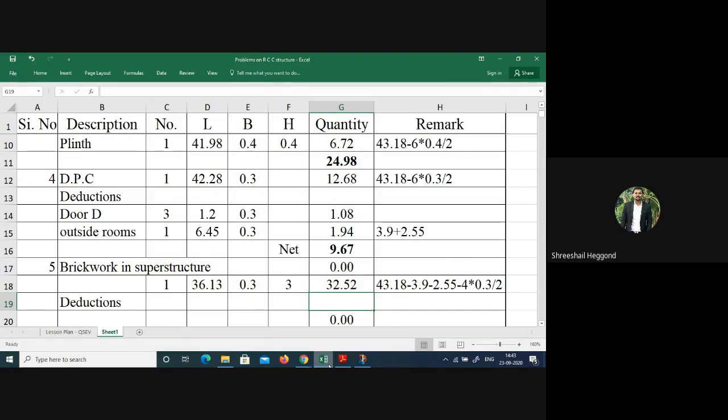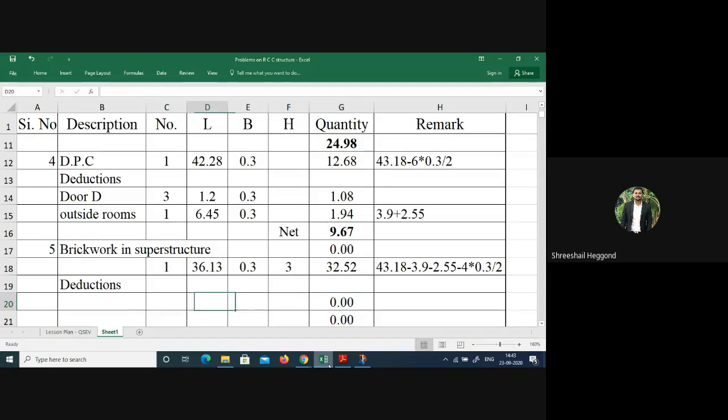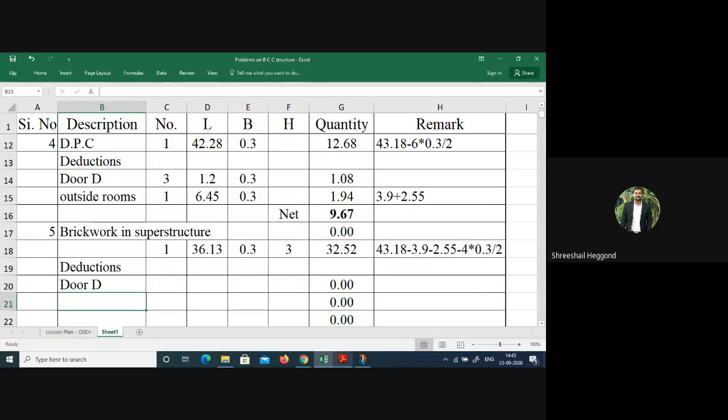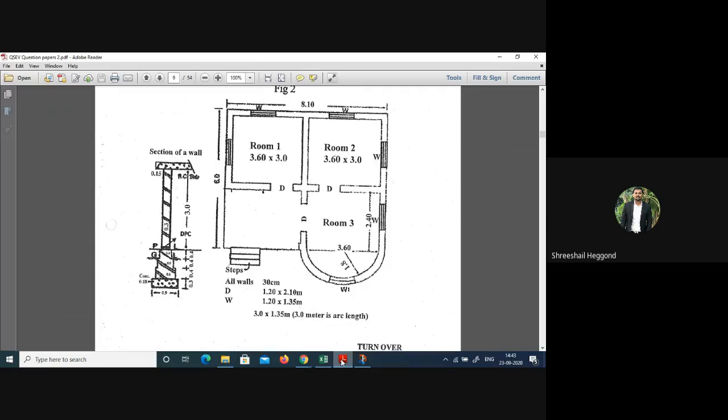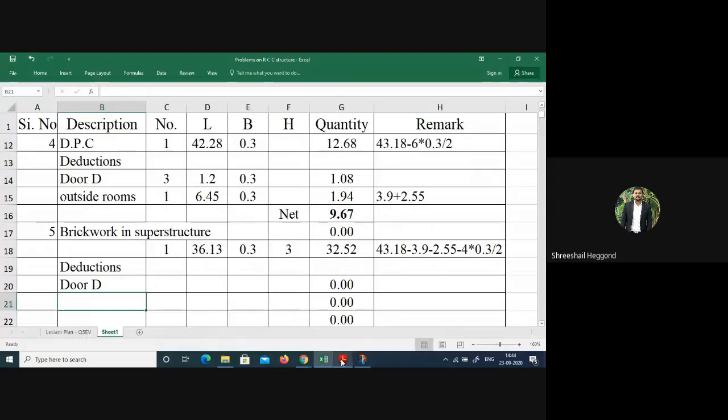Deductions in the superstructure brickwork. Deductions will be doors of D variety. Next, windows W, of how many? 1, 2, 3, 4, 5 windows are there of W variety. And doors are 3.